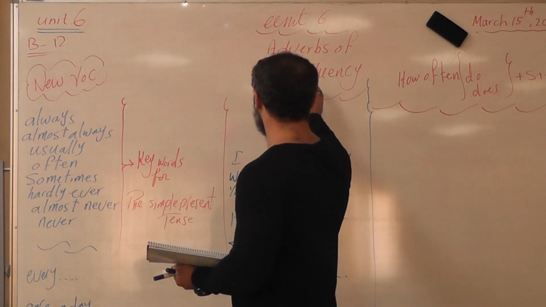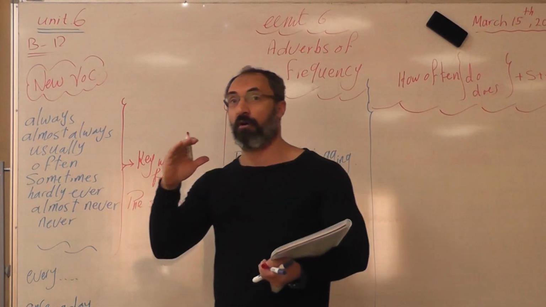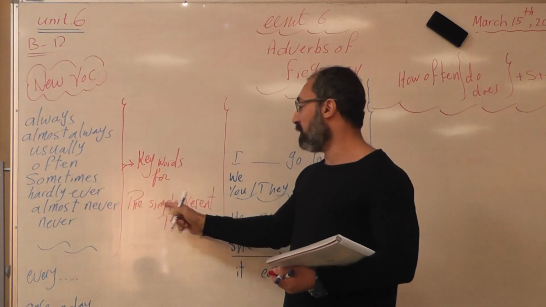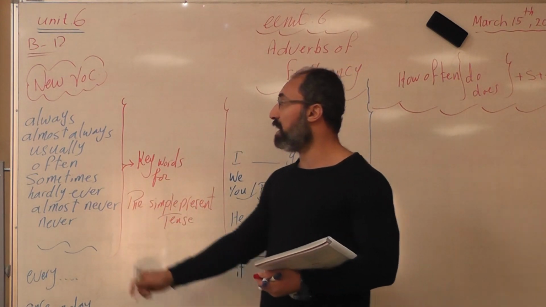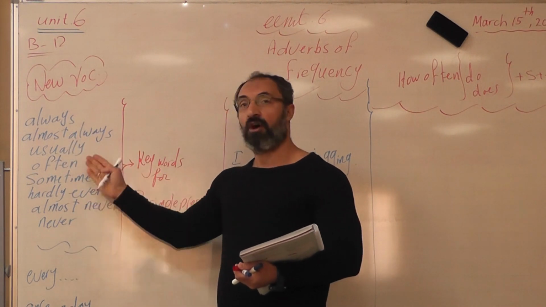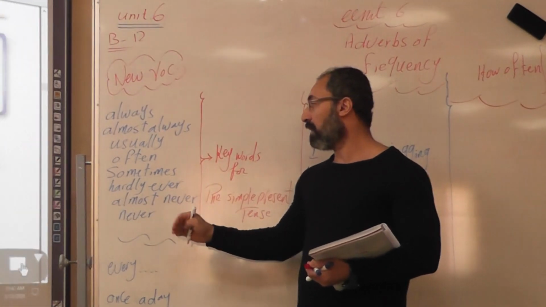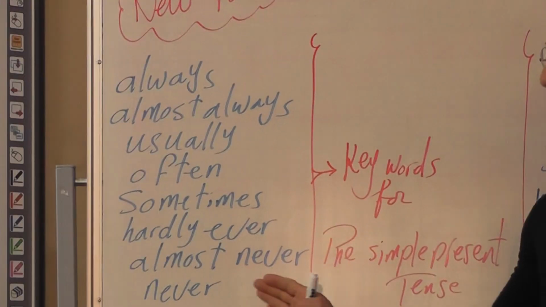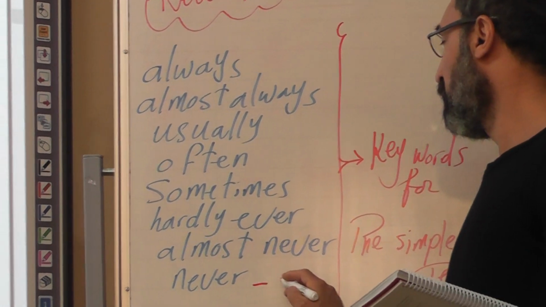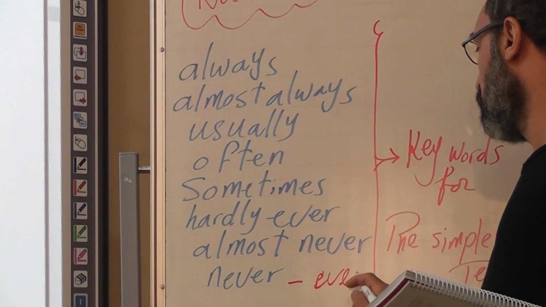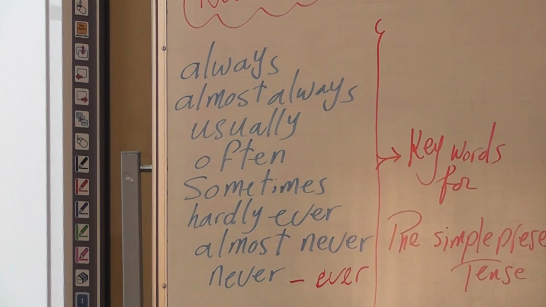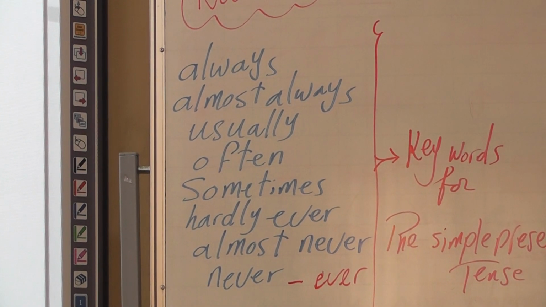Now, about our adverbs of frequency, we have a number of keywords named as adverbs of frequency referring to our simple present tense. Like what? First of all, we have always, almost always, usually, often, sometimes, hardly ever, almost never, and we also have never, which is the negative of ever.